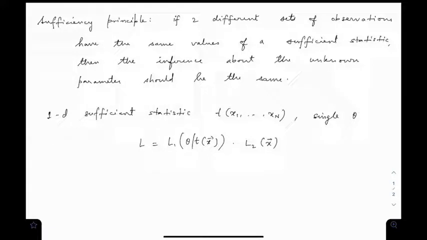it is easy to realize that the second factor L2, which is independent of theta, has no bearing on the likelihood ratios of different values of theta. So we obtain a data reduction of n to 1. This means that all samples of size n, which have the same value of the statistic, lead to the same likelihood function and thus to the same maximum likelihood estimation and the same likelihood ratio interval.